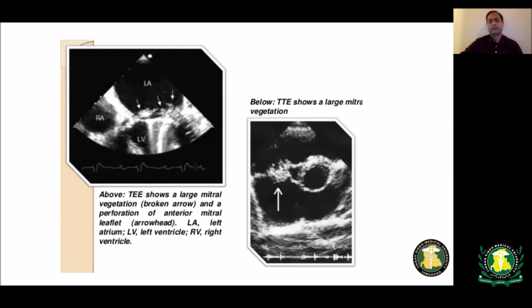Now the right side picture with the arrow represents endocarditis of the tricuspid valve, and it is near the aortic valve. So the echo space between the aortic valve and tricuspid valve suggests an abscess, and those patients require antibiotics and most likely surgery.